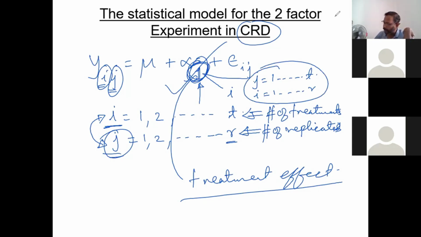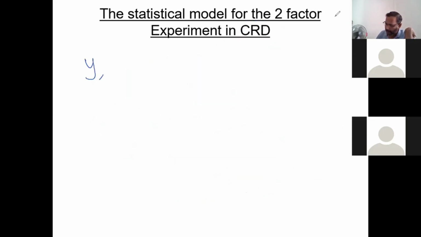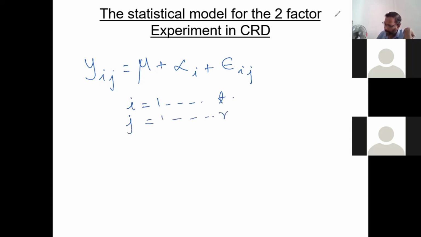Right, now I will use the simple, normal one, alpha i plus error term, where i is from 1 up to t, the number of treatments, and j is from 1 up to r, the number of replicates. So this is the normal CRD model. Now, this is going to be expanded.